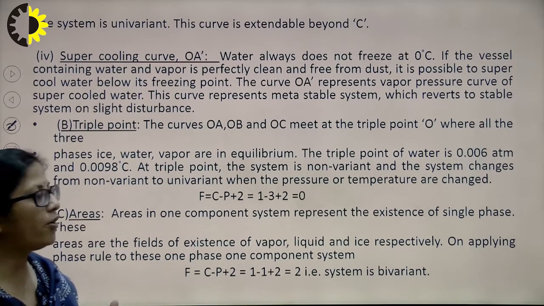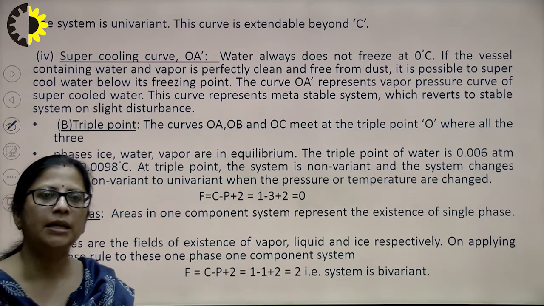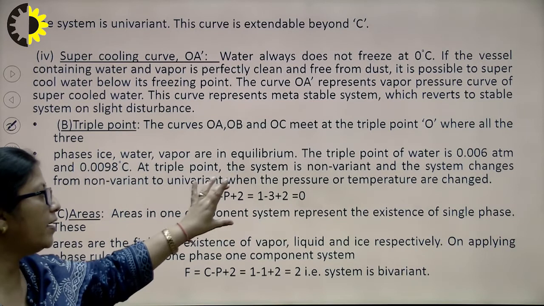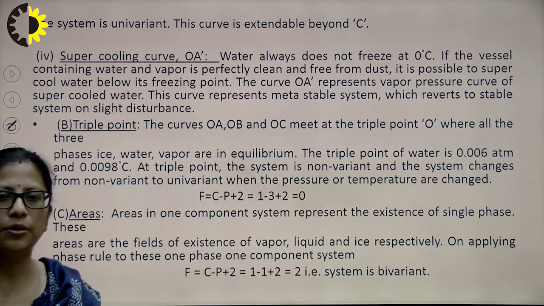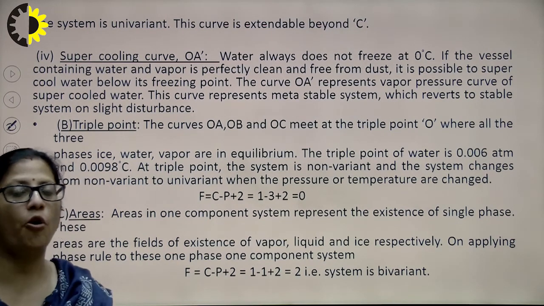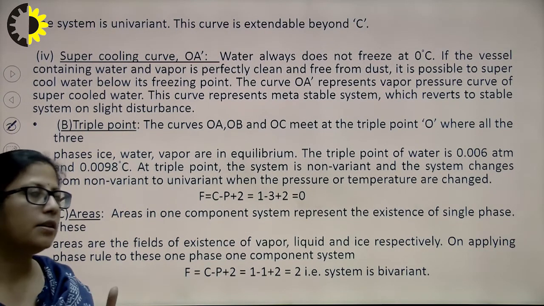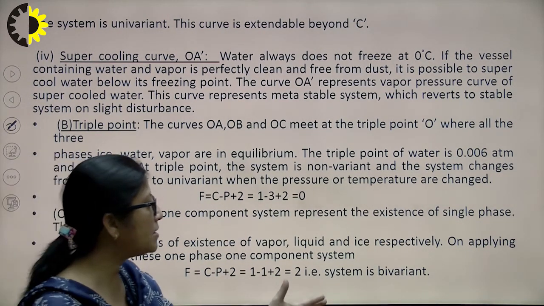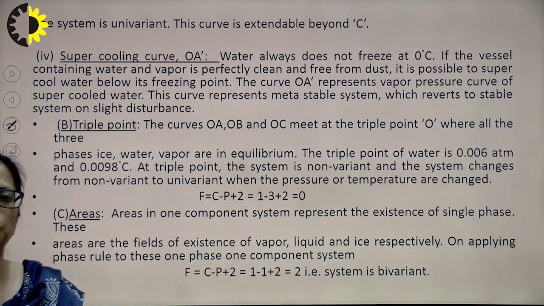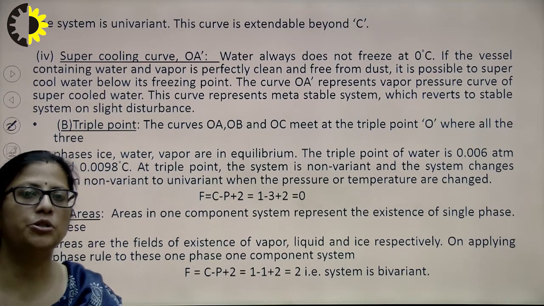Triple point, as I have already discussed: the three phases are going to be in equilibrium with each other at a particular temperature and pressure, and the system is going to be non-variant, therefore the degree of freedom will be 0. And in the areas where only ice, only liquid water, or only water vapor is present, the degree of freedom is going to be 2. That means the system is going to be bivariant. That is, I can individually vary temperature as well as pressure, and even then my phase is not going to change.